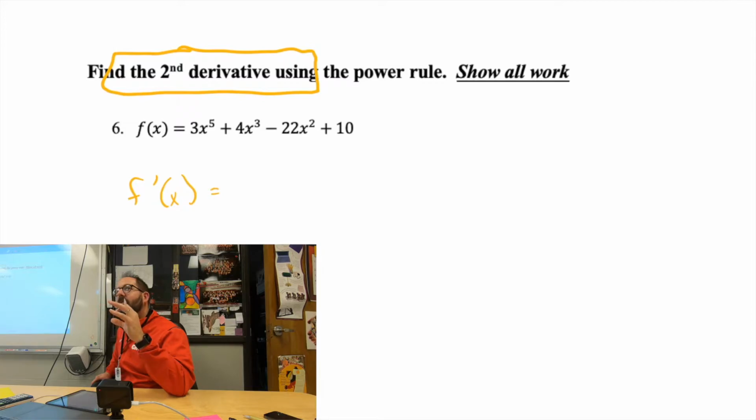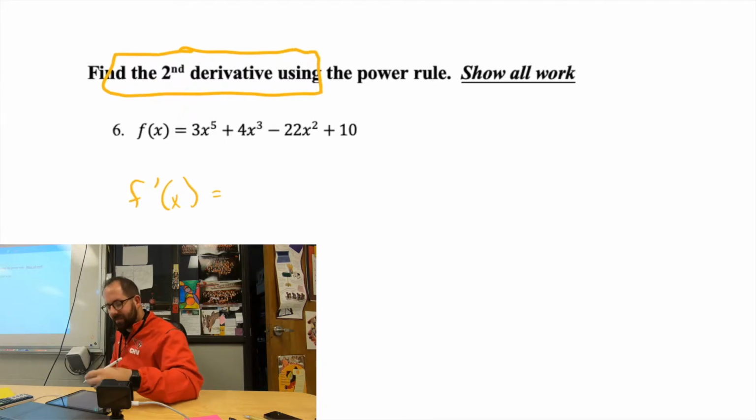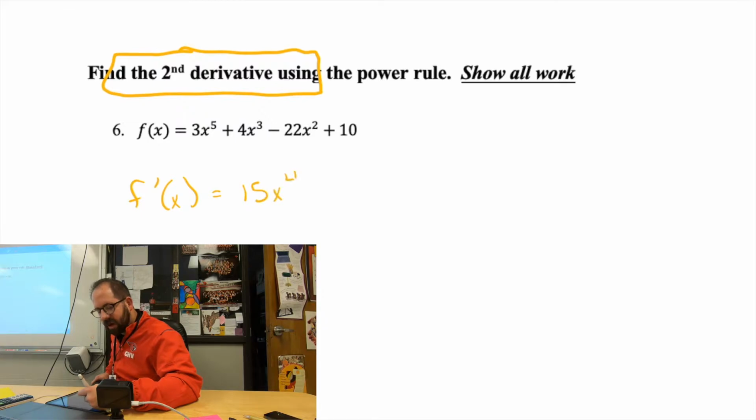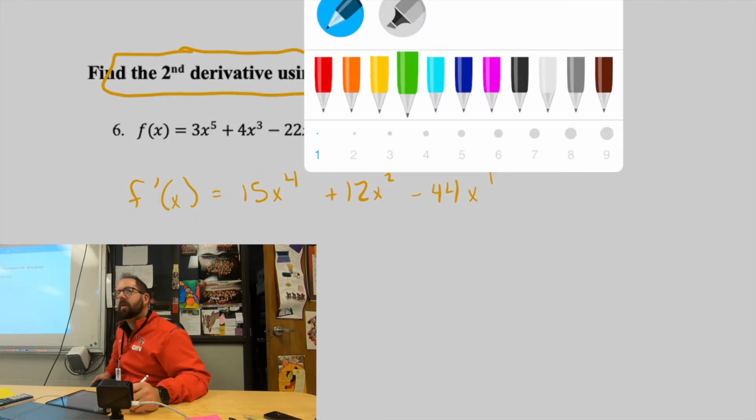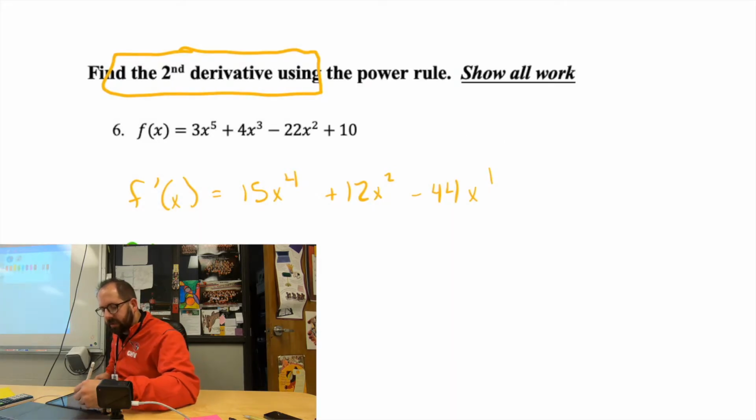What is the power rule here? Show me. Fifteen x to the fourth plus 12x squared minus 44x. Good. Yep. 15x to the fourth plus 12x squared minus 44x to the first, and then the 10 dropped out to be 0. Then you can do it again. Then we have to do it again, absolutely.